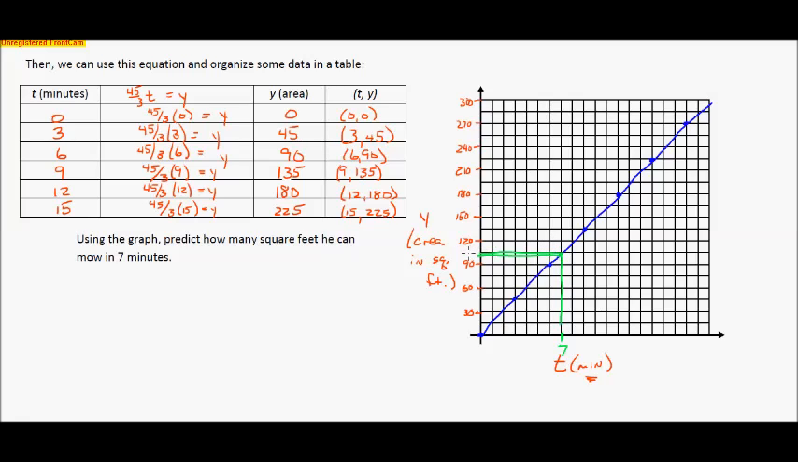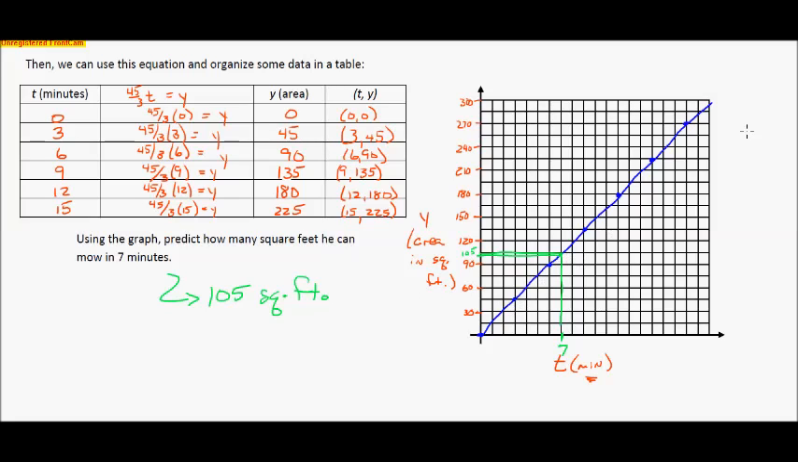So now I can see right here, since I was going by 15s, that would be how much? That would be 105 right there. So to predict how many square feet he can mow in 7 minutes, right from the graph, we can say 105 square feet.